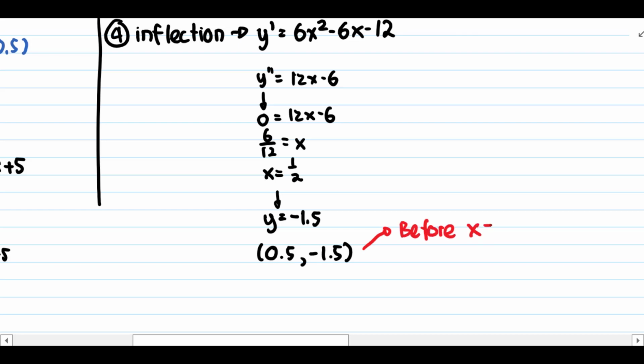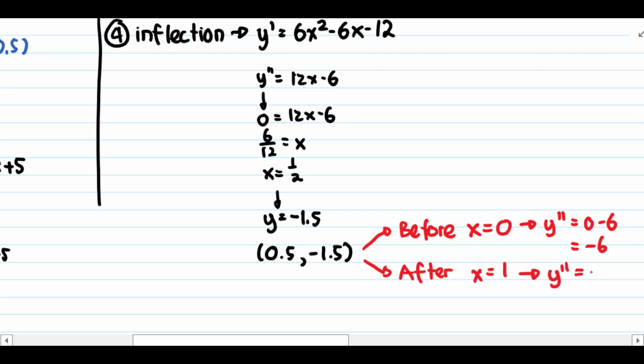Before, I will take x equals 0, and for the after, I will take x equals 1. For x equals 0, the value of y double accent will be 0 minus 6, so it's negative 6. For x equals 1, the value of the y double accent will be 12 minus 6 equals 6. This one is negative and that one is positive. There is a change of sign of the y double accent. That means this one is the inflection point.